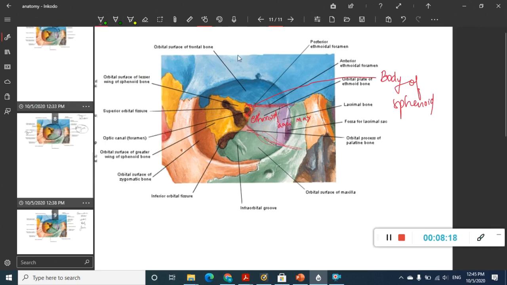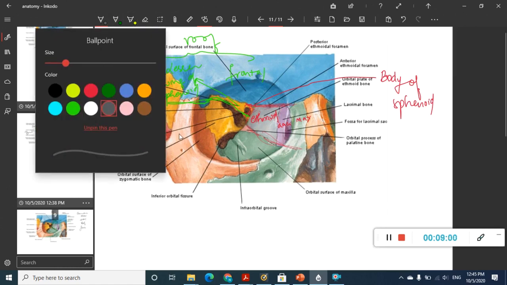Then what are you going to see in the roof of the orbit? In the roof of the orbit, it is mainly by two things. Okay, so this is the division, right? It is something like this, superior one. Actually in the roof you see the frontal bone, and this sphenoid bone which you are seeing in the roof is called the lesser wing of sphenoid. Okay, so both of these combine together to form the roof of the orbit.